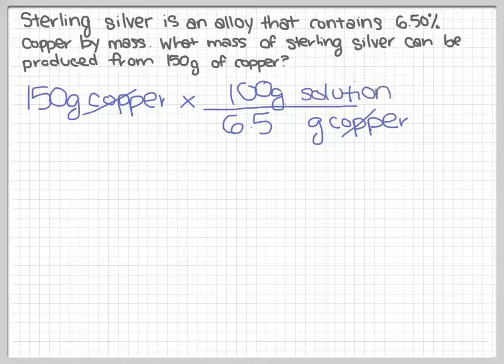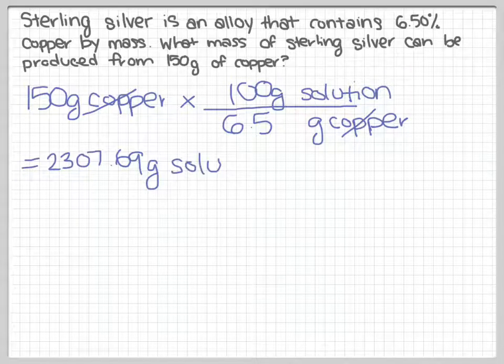Remember, in the last example, we showed how we can convert the percent concentration into this conversion factor by putting that percent over 100. Okay, so I can plug this into my calculator. 150 times 100 divided by 6.5, and your calculator should spit out the answer, 2307.69 grams of solution. So that's 2,307.69 grams.